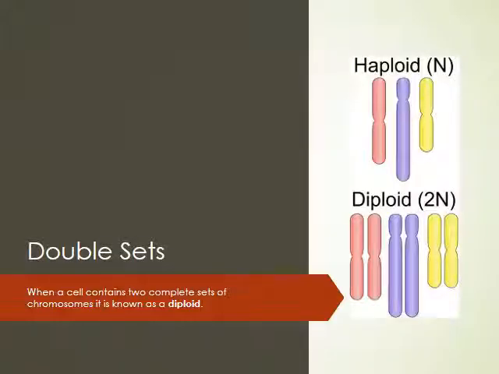When a cell has 2 complete sets, 2 full sets of chromosomes, it's termed diploid. Most eukaryotic organisms are diploid. You are a diploid. You have 23 unique, 46 total. So here's haploid, N, diploid, 2N. And those N's mean something.